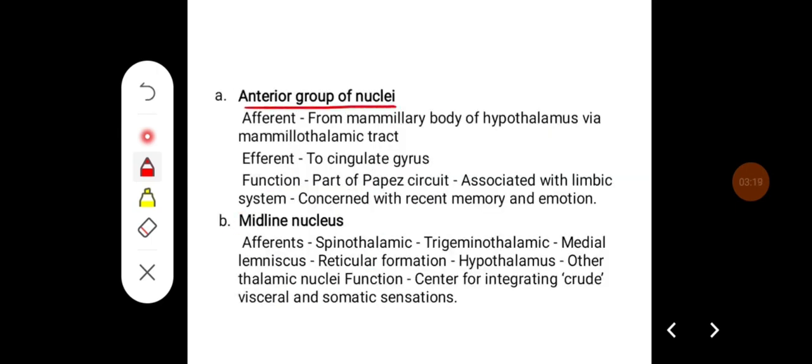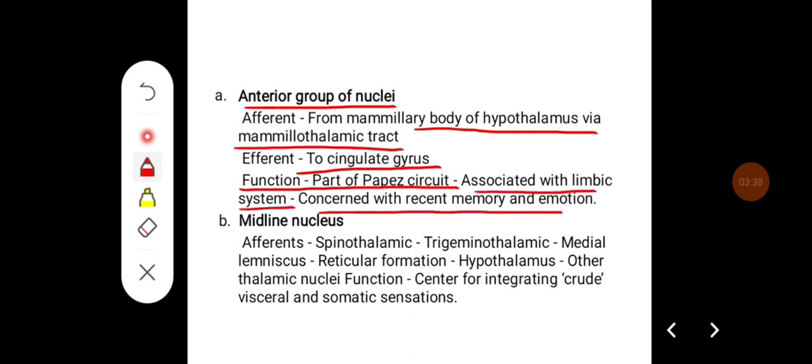For the anterior group of nuclei, afferents usually arise from the mammillary body of the hypothalamus via the mammillothalamic tract, and the efferents go to the cingulate gyrus. It is a part of the Papez circuit, which is associated with the limbic system and is concerned with recent memory and emotion.